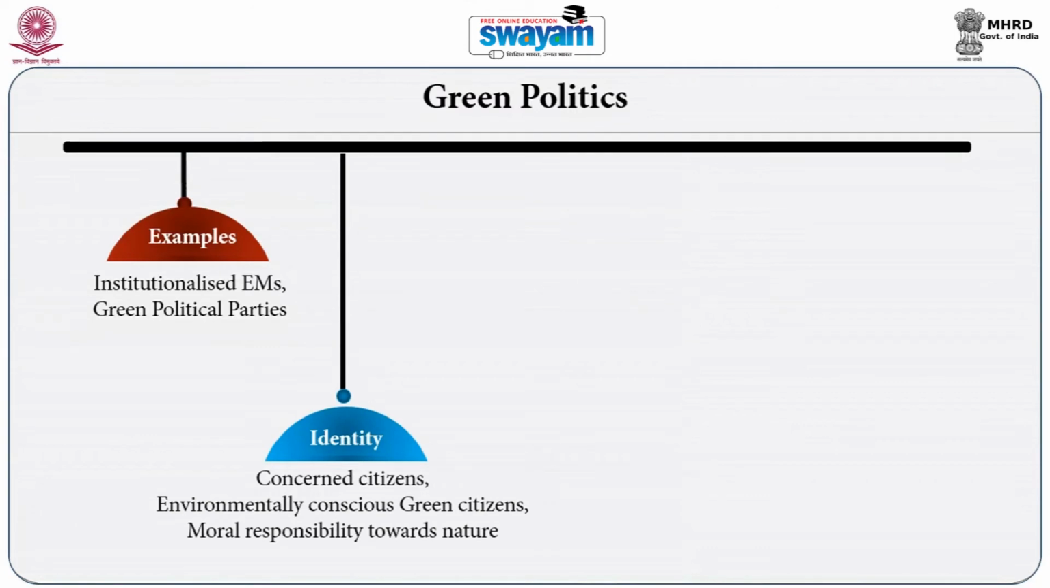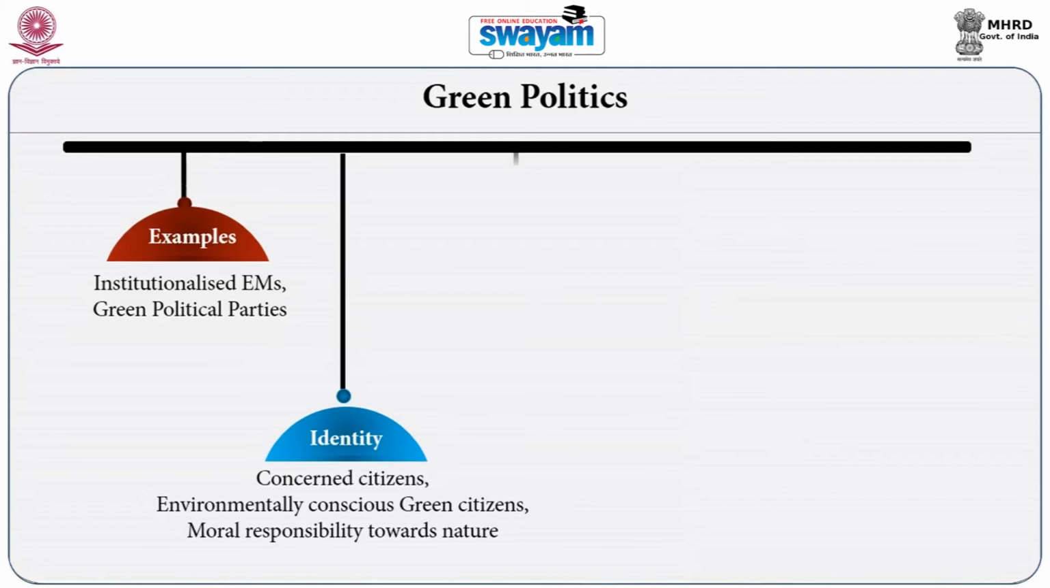So here, the identity that this kind of movement produces is that of concerned citizens, of environmentally conscious citizens, of a moral responsibility towards nature. Green politics basically tries to portray a common identity of aware citizens, of conscious citizens. So it becomes an ethical responsibility, a moral responsibility, to protect nature.